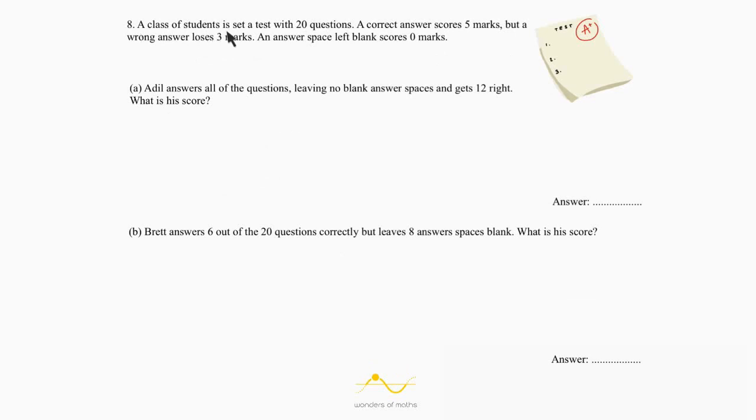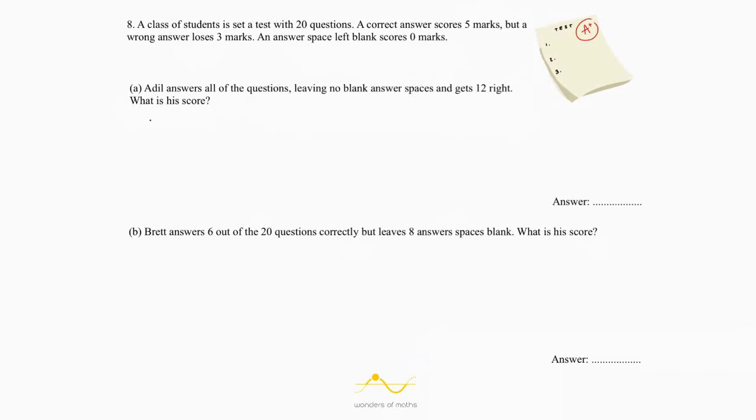A class of students is set a test with 20 questions. A correct answer scores 5 marks, but a wrong answer loses 3 marks. An answer space left blank scores 0 marks. Adil answers all of the questions, leaving no blank answer spaces, and gets 12 right. What is his score? First, let's find the points he gains from getting his 12 correct answers.